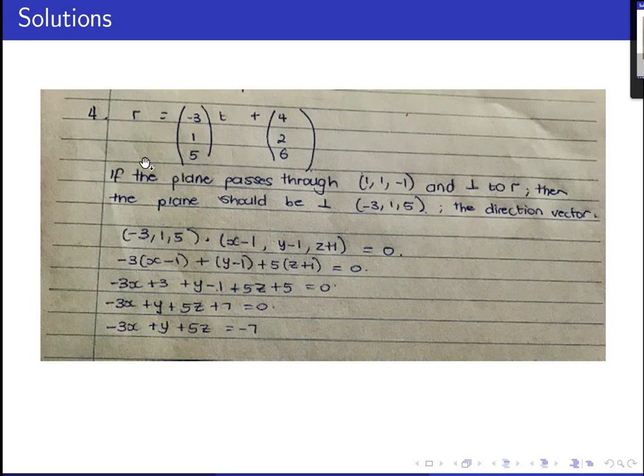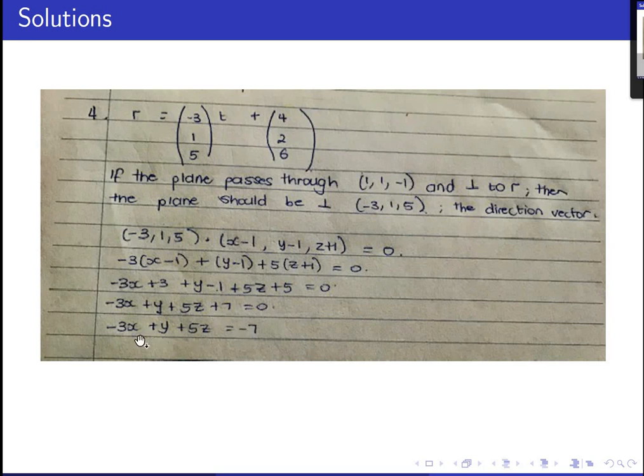If our plane is perpendicular to this line, it means that it should be perpendicular to the direction of this line, because this line is in the direction -3, 1, 5. So automatically in this case, our norm will be -3, 1, and 5. Then we apply the equation of a plane, which will be -3, 1, 5 dot x minus 1, our given point, y minus 1, z plus 1.